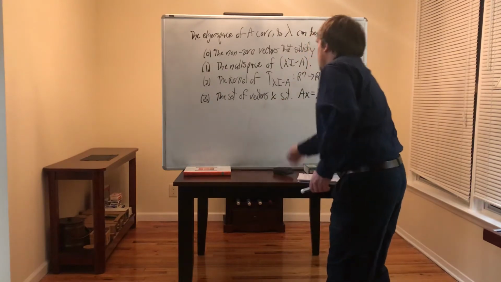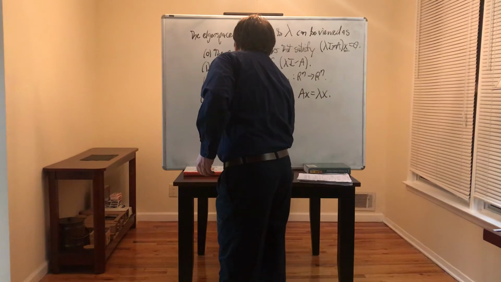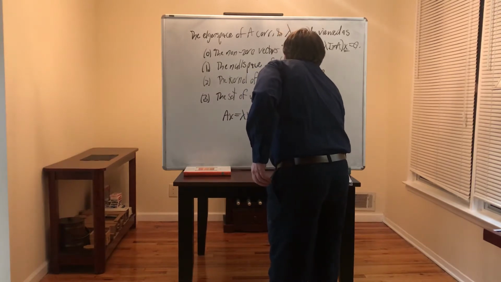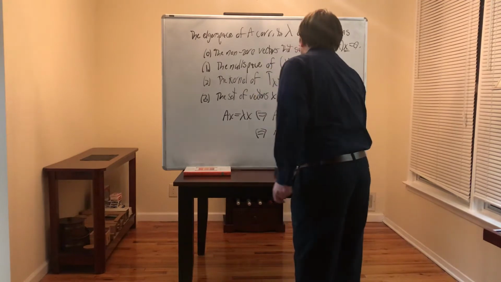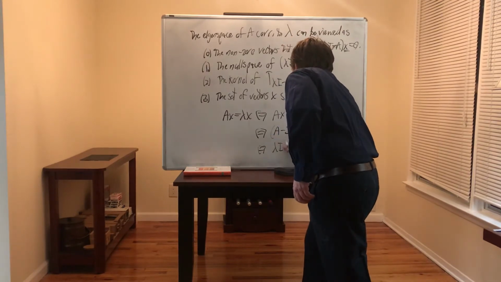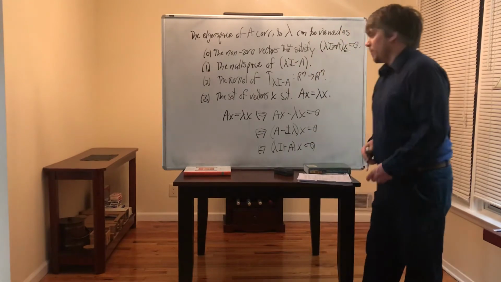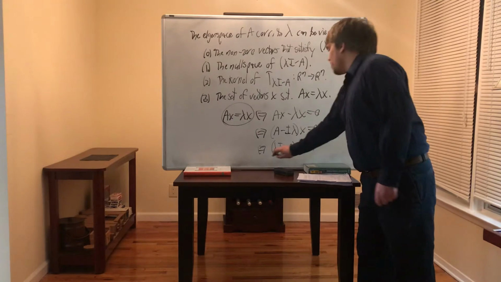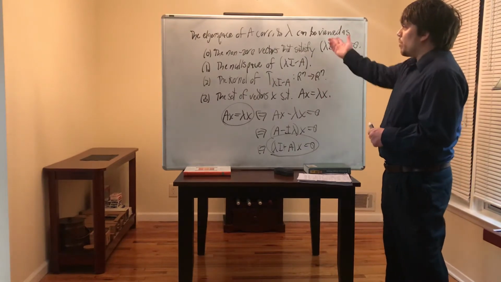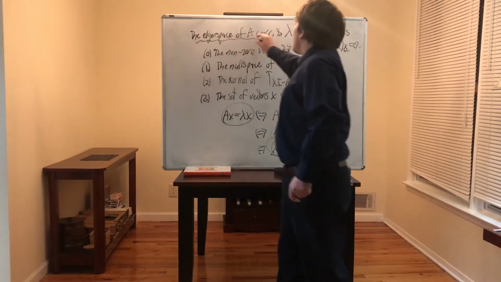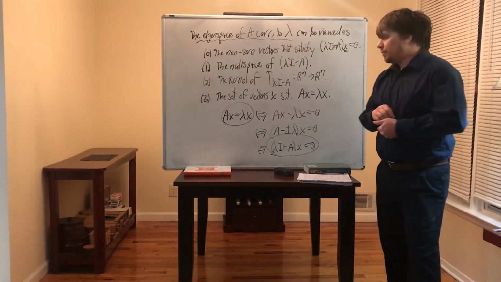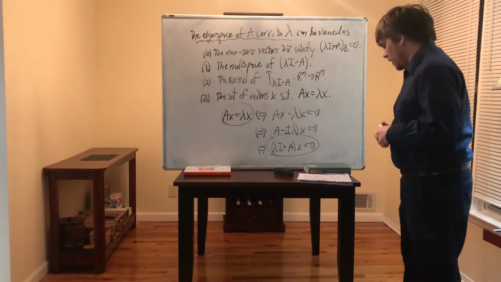And the set of all vectors x such that Ax equals lambda x, well, if Ax equals lambda x, it's equivalent to saying Ax minus lambda x equals 0. And that's equivalent to saying that A minus lambda I times x equals 0. And that's equivalent to saying, just taking the negative on both sides, lambda I minus A times x is equal to 0. So finding the solutions to Ax equals lambda x is the same as finding the solutions to lambda I minus A times x equals 0. And so that statement is also the same. And so the eigenspace of A corresponding to lambda can be viewed in these four ways. But they're all referring to the exact same set, the eigenspace of A corresponding to lambda. Okay?